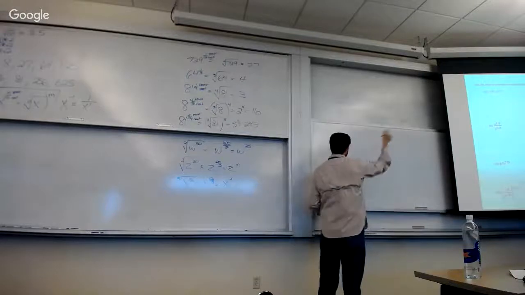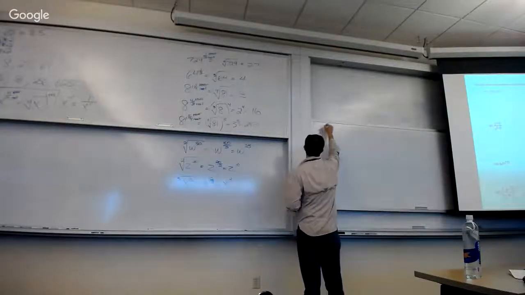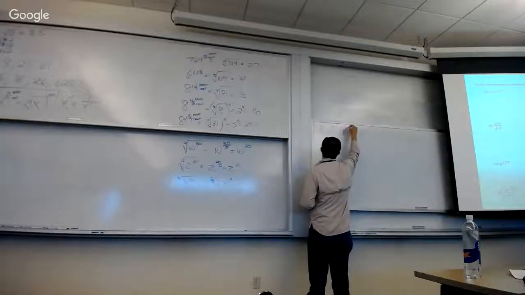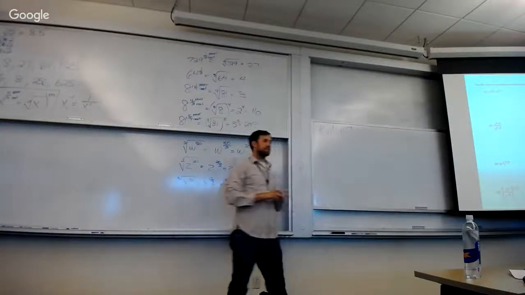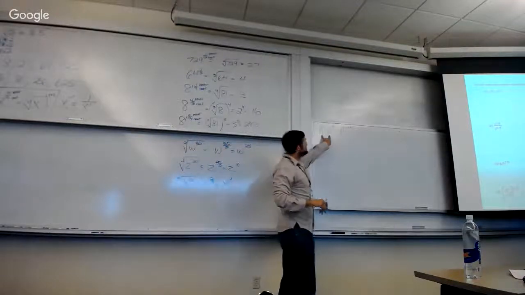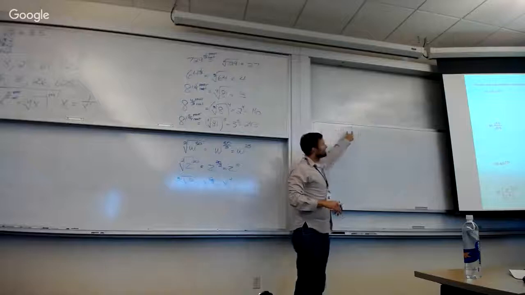For the first one there, do you remember what's a to the x times a to the y? Yeah, a to the x plus y. So that first one is the product rule for exponents. So when you multiply two numbers with the same base, you add the exponents.